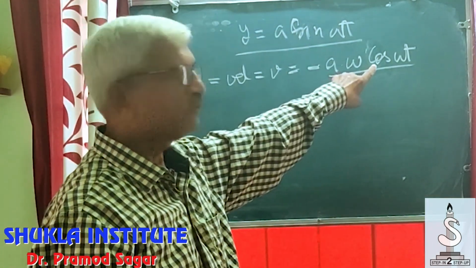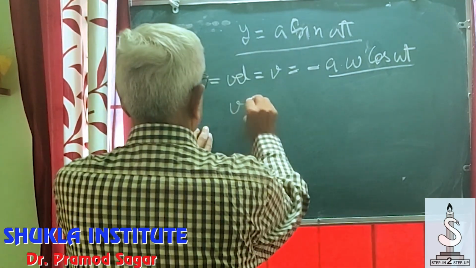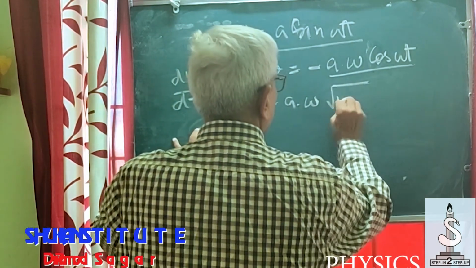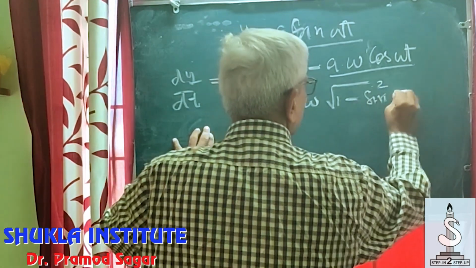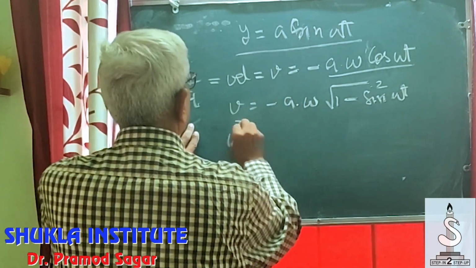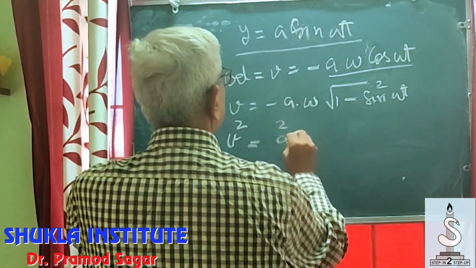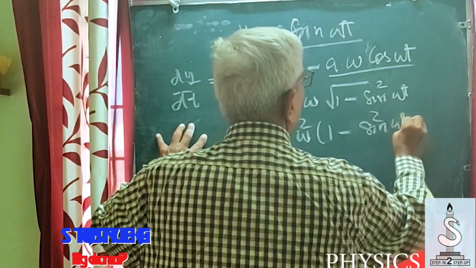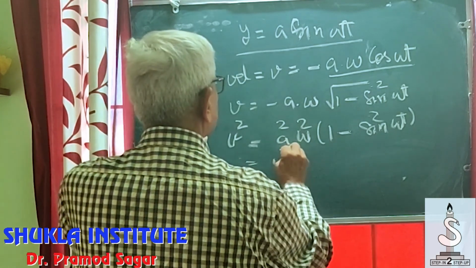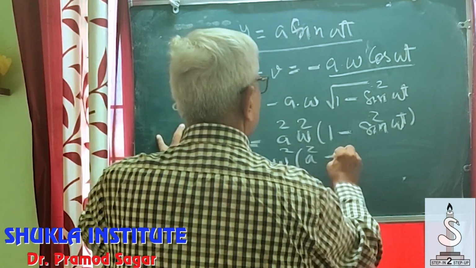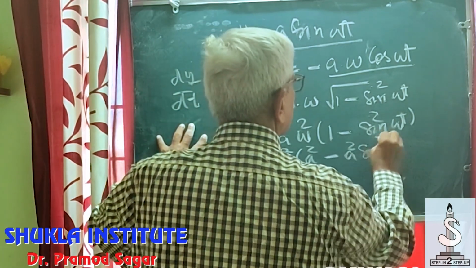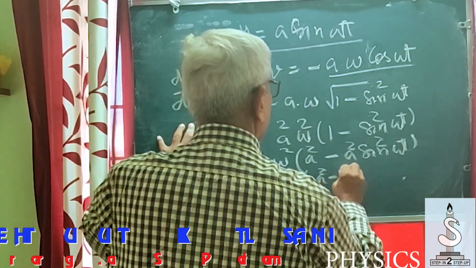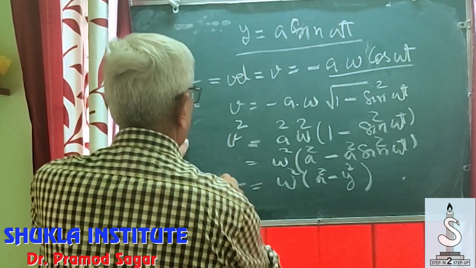I can convert this into displacement. v is equal to minus a omega square root of 1 minus sin square omega t. v square is equal to a square omega square times 1 minus sin square omega t, which is omega square bracket a square minus a square sin square omega t, that is omega square times a square minus y square. This is velocity square.